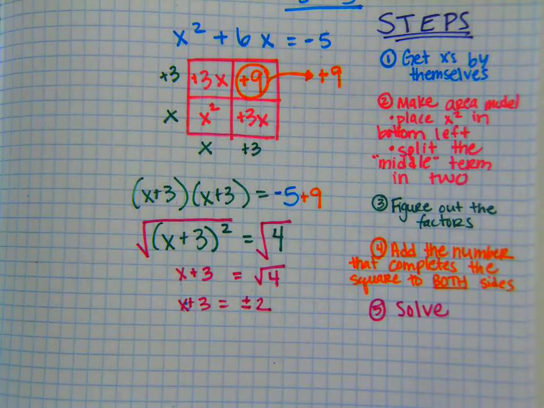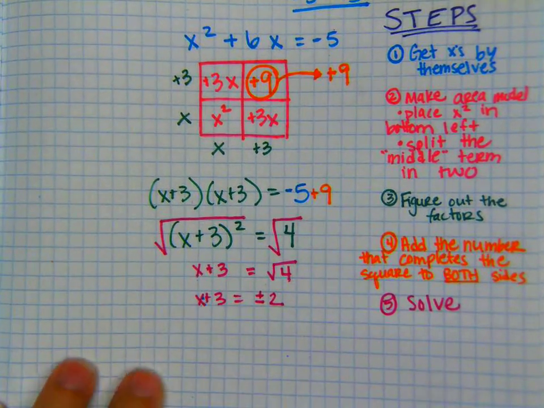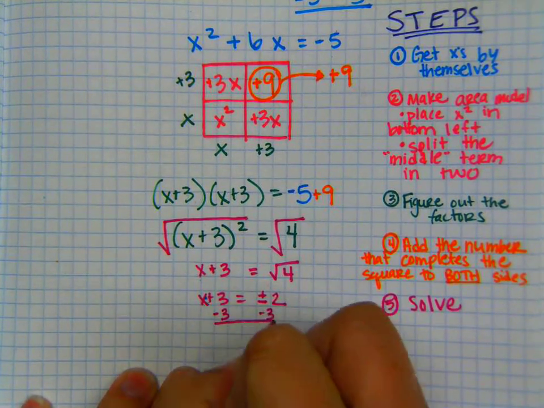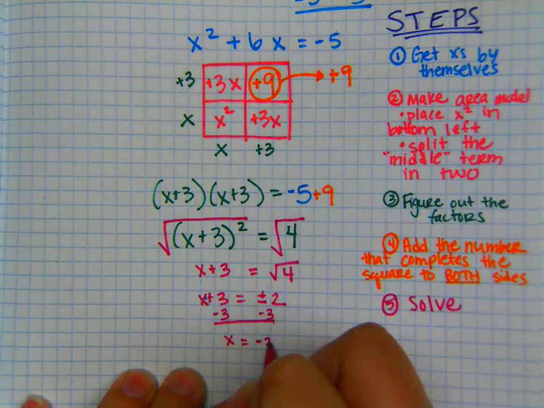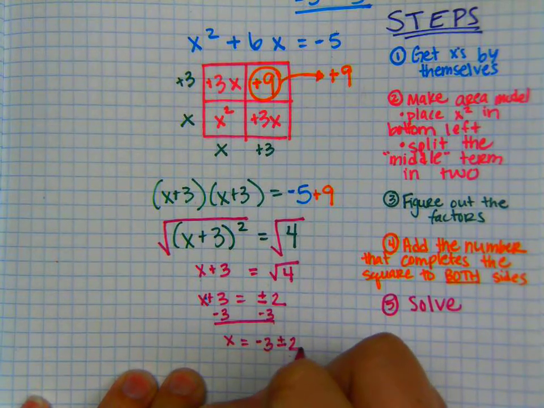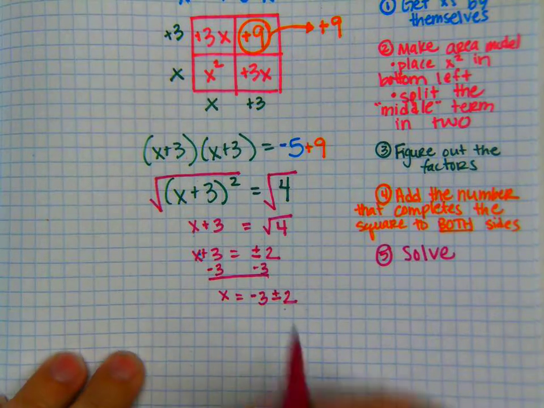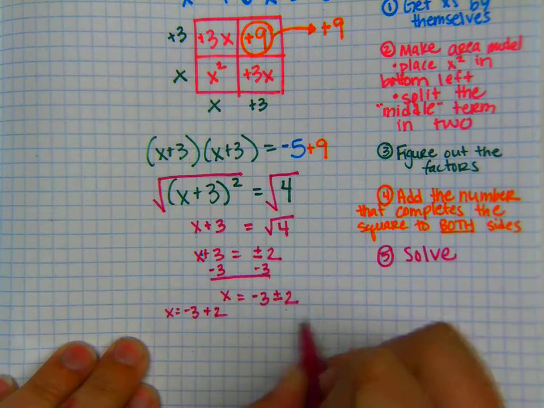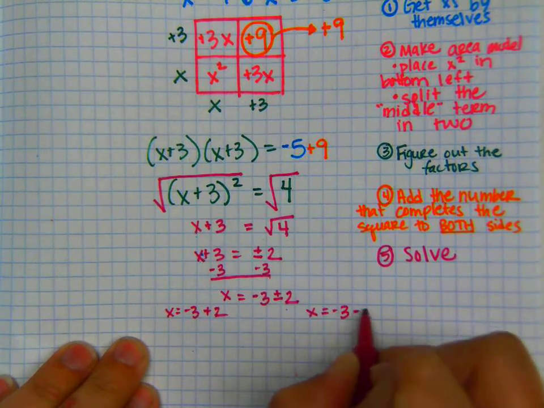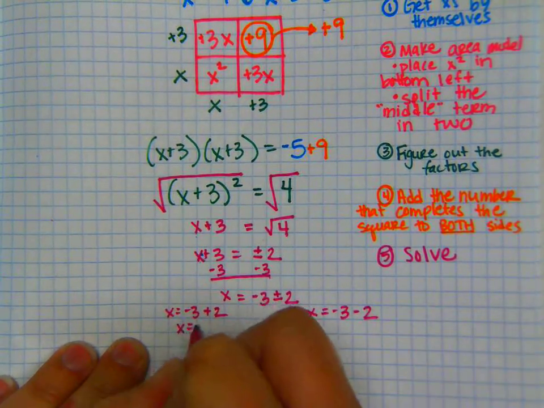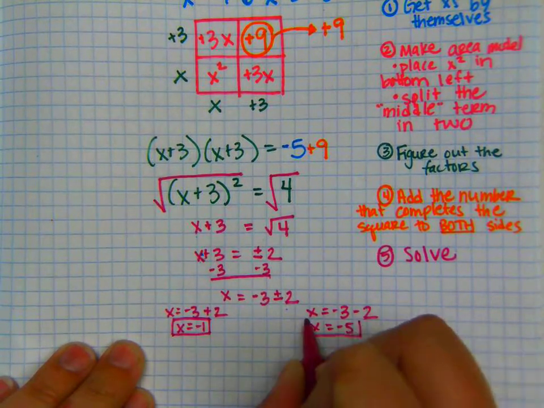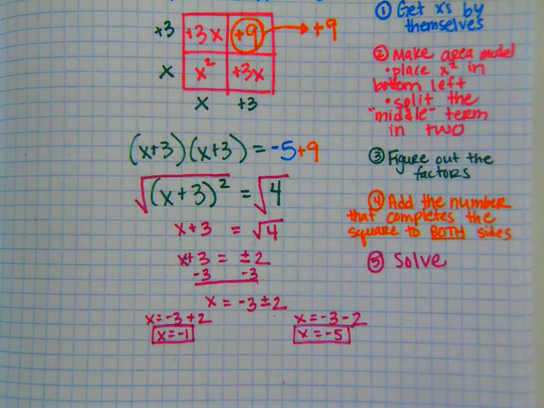Just like when we were factoring, when we had 2 answers, we still are going to get 2 answers using that plus or minus. So when we solve this, we're going to subtract 3. And we get x equals negative 3 plus or minus 2. It actually gives us 2 things to solve. We have x equals negative 3 plus 2 and x equals negative 3 minus 2, which means x is negative 1 and x is negative 5. Okay, and that's how you complete the square.